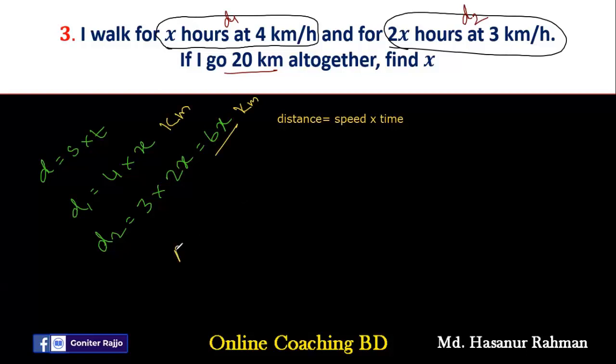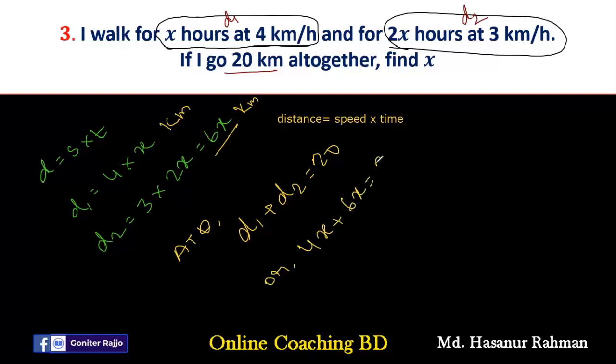Look, according to the question, we can write d1 plus d2 equal to 20. Okay, that is the total kilometer. What is d1? d1 is 4x. What is d2? d2 is 6x. Equal to 20. Now look at this. 4 plus 6, that will be 10x equal to 20.